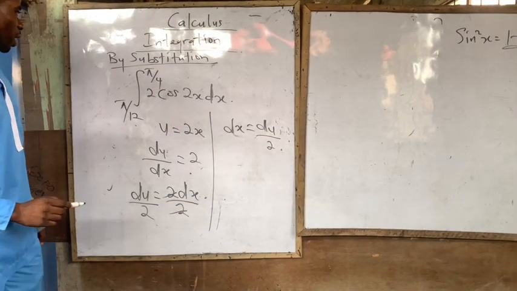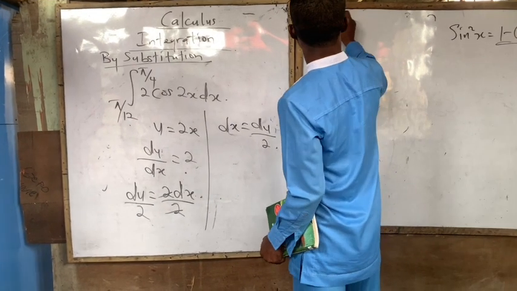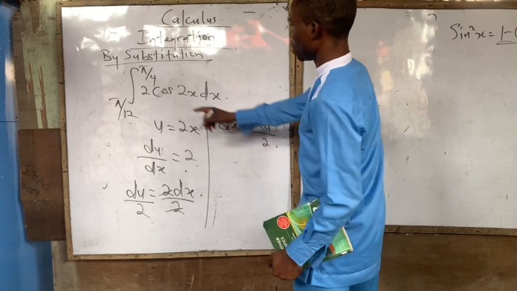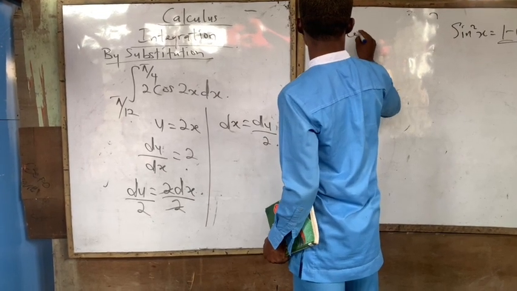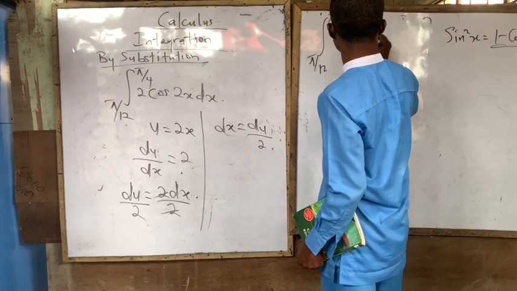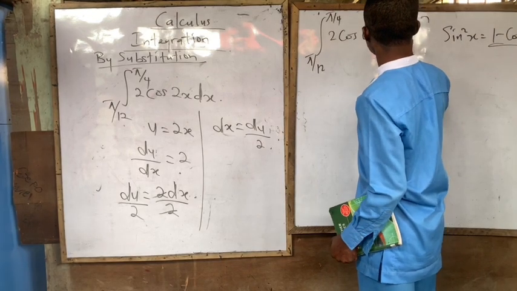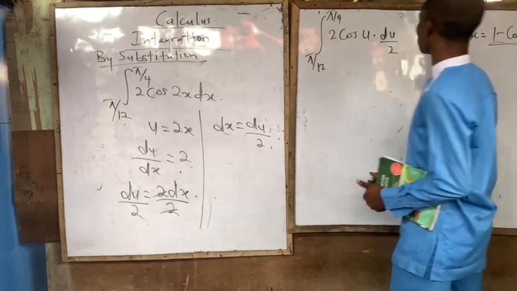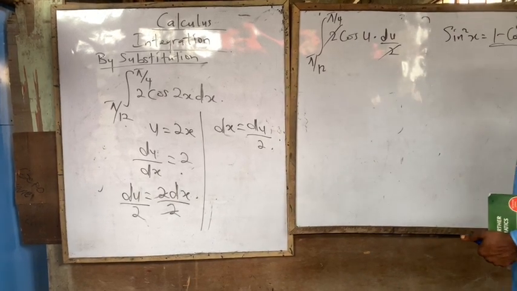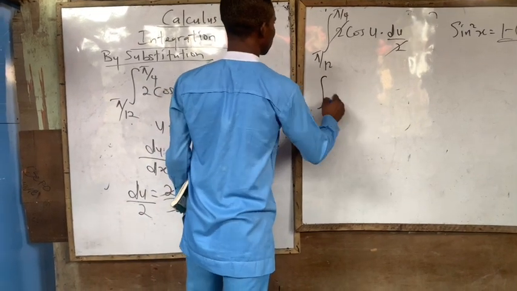Now that I've gotten my dx, if I come back to this integral, from pi over 12 to pi over 4, 2 cos u, this one is represented by u, multiplied by what is my dx? My dx is du all over 2. That means these two cancel these two, so we are having the integral.